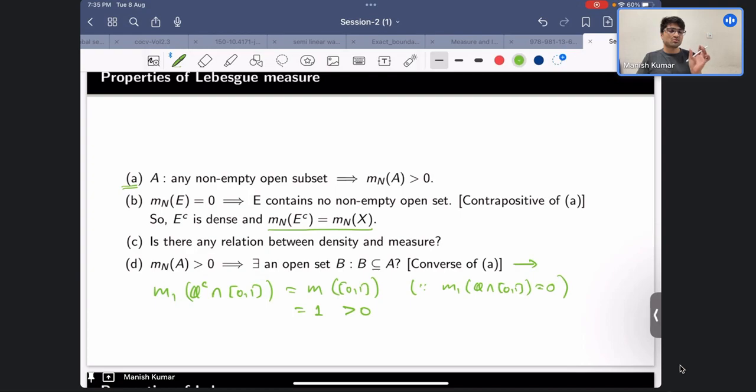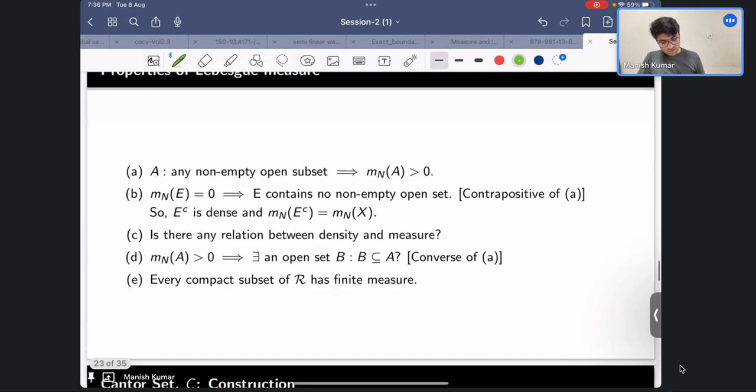If we restrict to the interval 0 1, the irrationals are dense, and the rationals are also dense. So if you take any open interval, it will contain rationals as well as irrationals. So no open interval (a, b) is a subset of Q complement intersection 0 1. So this is not true: if the measure is positive, it need not contain any open set. In fact, here you can see it cannot contain any open interval, which is an example of an open set.